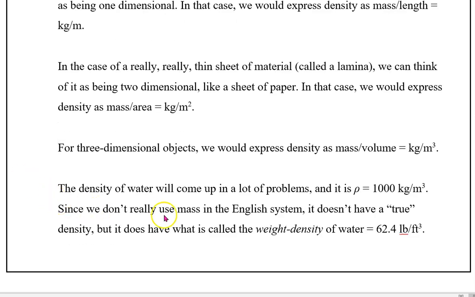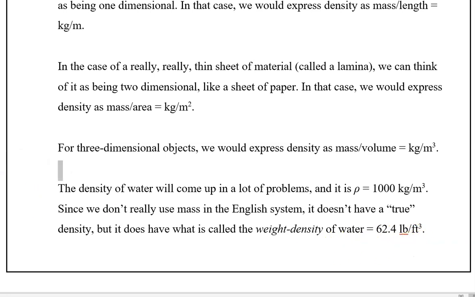The density of water is going to come up in a lot of our homework problems, and it is equal to 1,000 kilograms per cubic meter. We don't really use mass much in the English system, so it doesn't have a true density. It does have what's called the weight density of water, where weight is a measure of the gravitational force on the mass of the water. The weight density of water is 62.4 pounds per cubic foot.